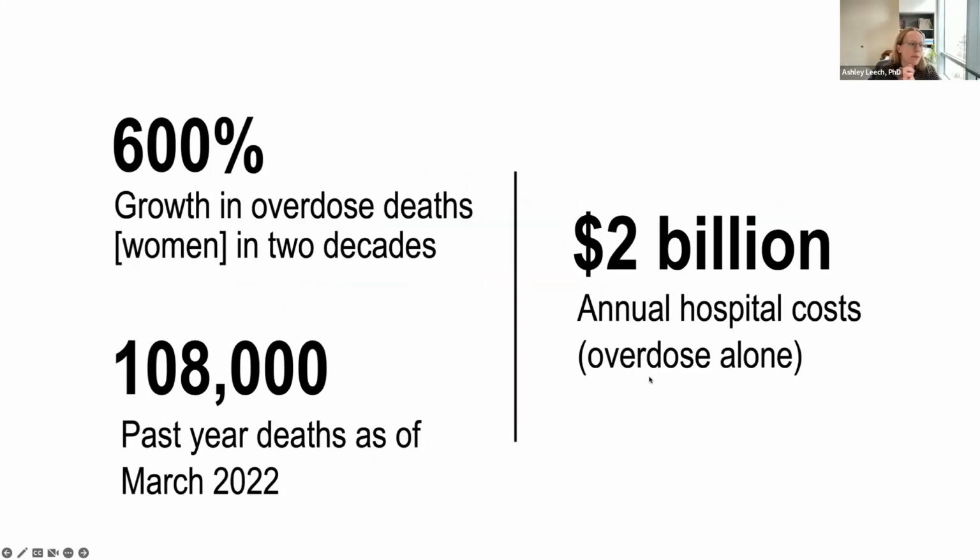Okay. So as a brief reminder of why we may care about this topic. Women in the US particularly obtain opioids at a much higher rate than men and also have double the growth rate in overdose deaths, an increase of around 600% in just 2 decades. Opioid overdoses in the past year, as of March 2022, have also contributed to over 100,000 deaths, and the highest being among those aged between 25 and 54, with an expected $2 billion in annual hospital costs related to overdose alone, not including healthcare costs for the disorder overall or for treatment.